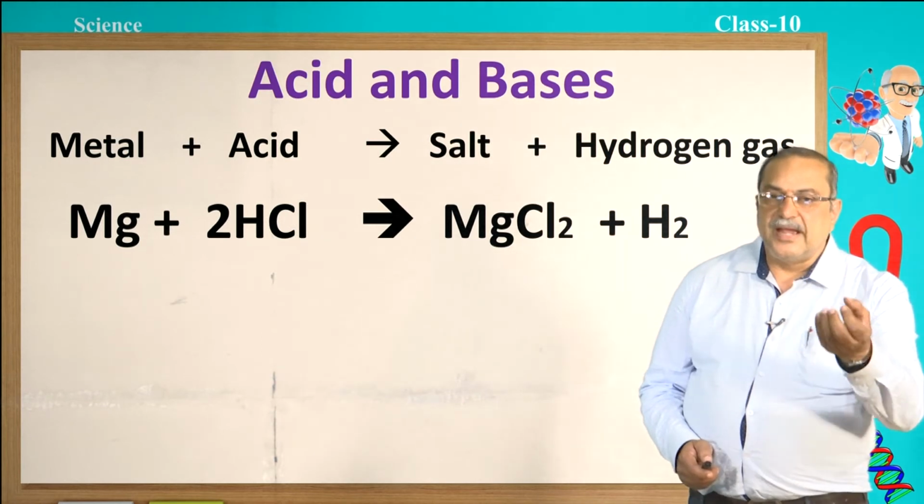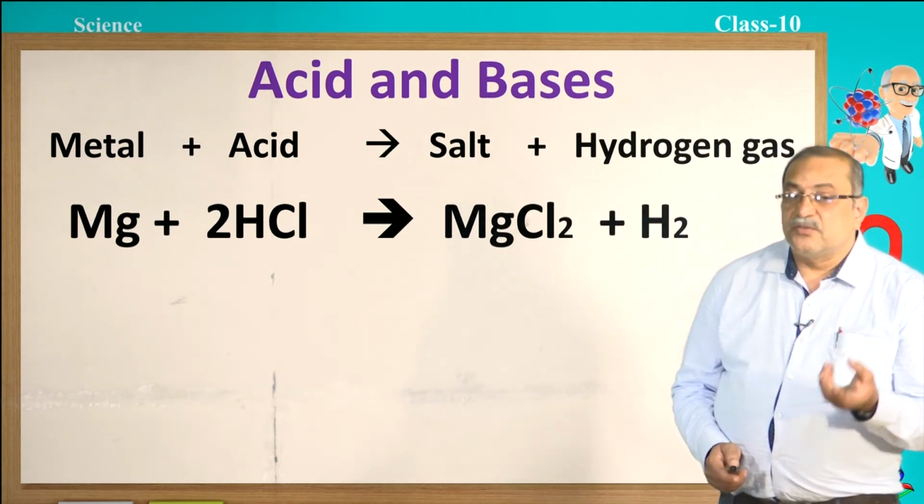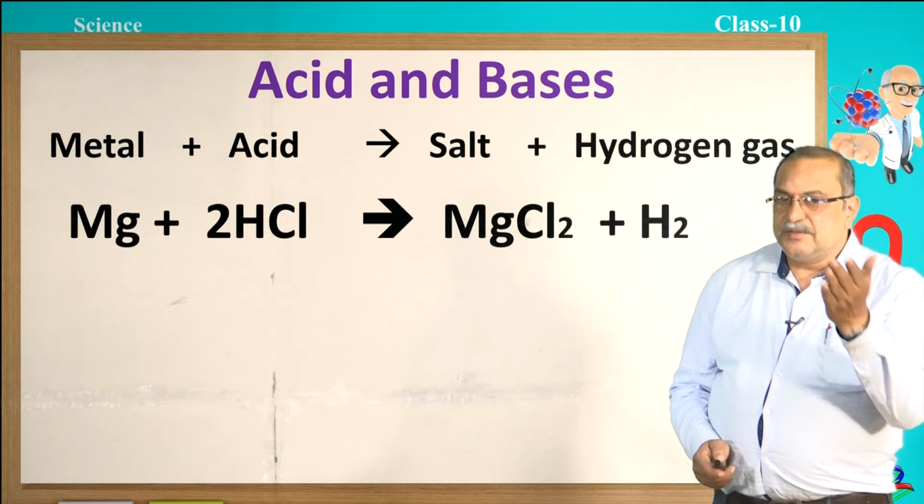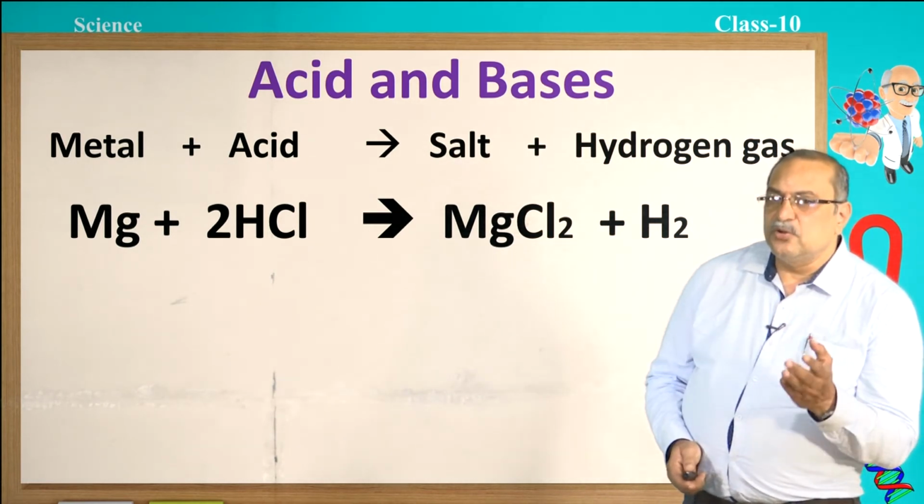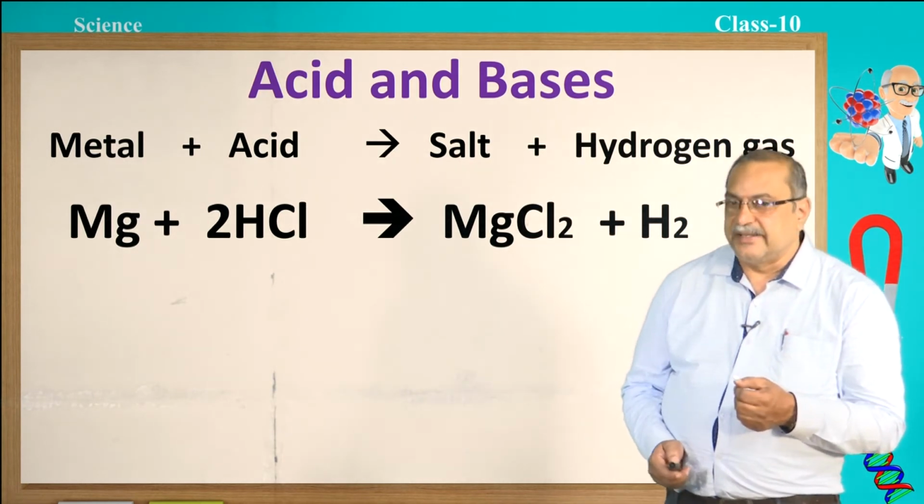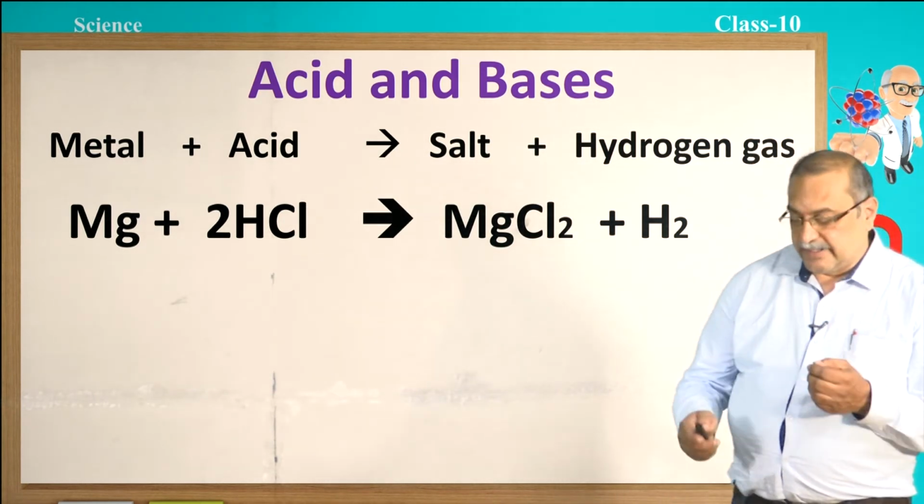In that one we are going to add hydrochloric acid. So, what is the reaction that will take place? Magnesium reacts with it to form magnesium chloride, and hydrogen gas is going to be liberated.